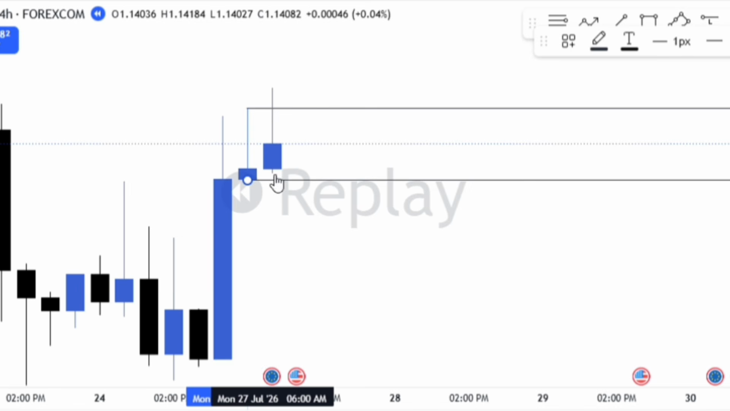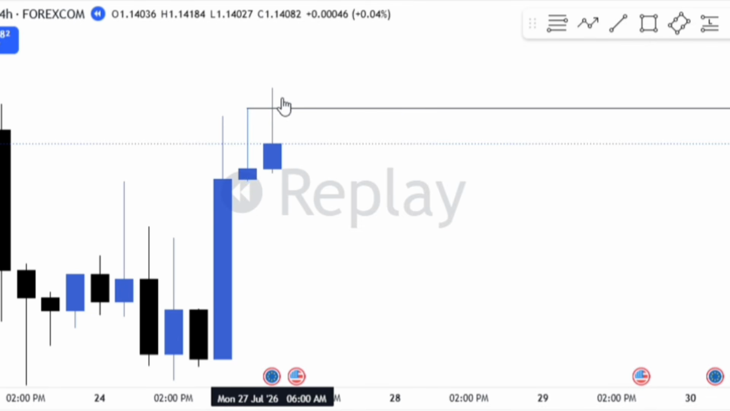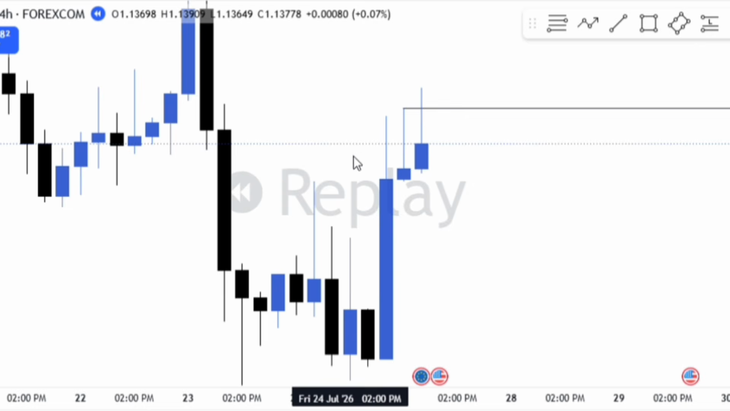If price sweeps below, we are doing what? We are buying. But if price sweeps above, we are selling. And as you can see, price swept above. This is it here. Price swept above, which means we are selling. So we are selling because we have a sweep above.